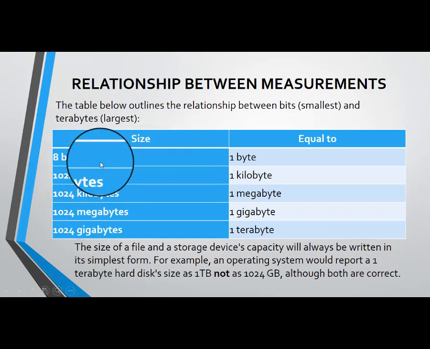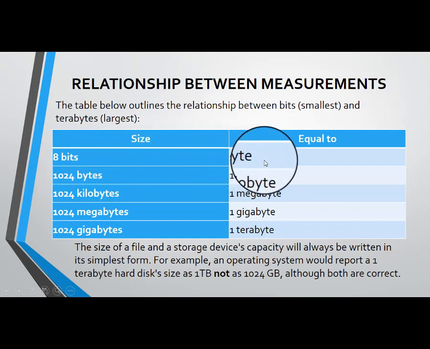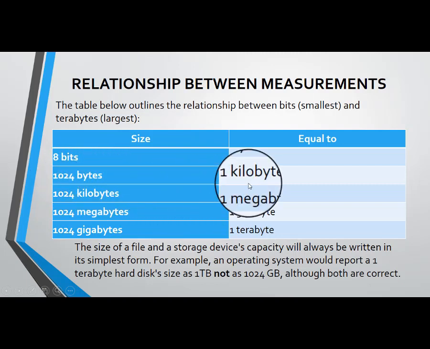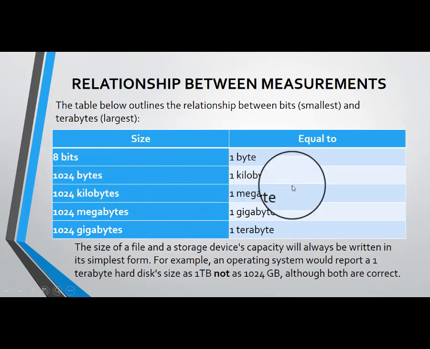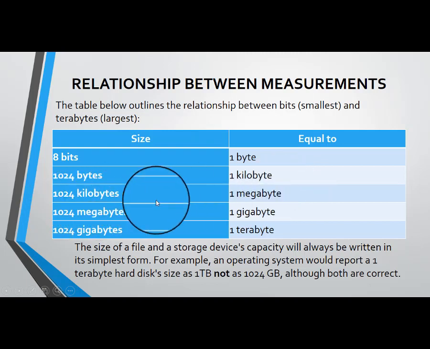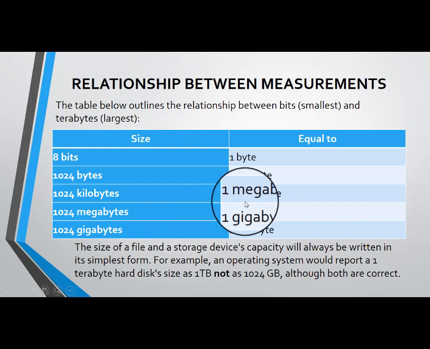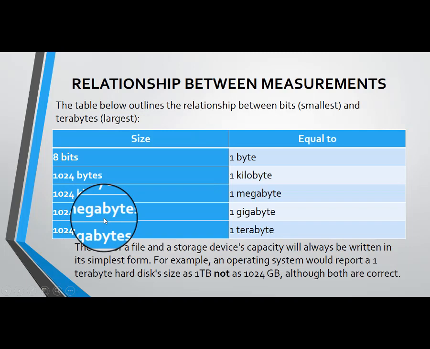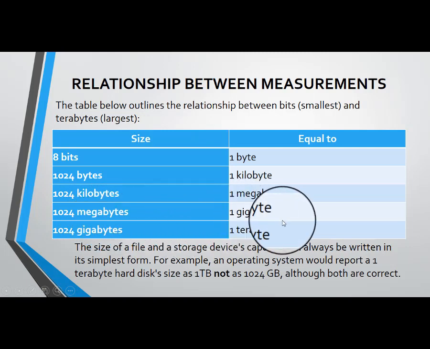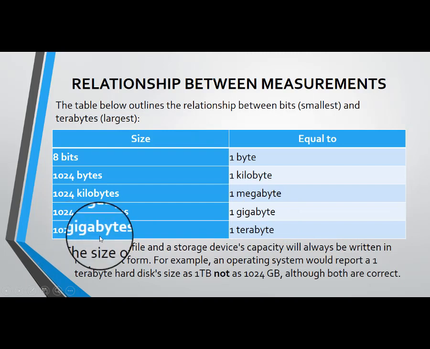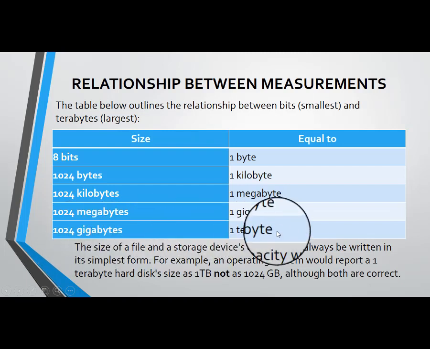8 bits is equal to 1 byte. Then 1024 bytes is equal to 1 kilobyte. 1024 kilobytes is equal to 1 megabyte. Then 1024 megabytes is equal to 1 gigabyte. 1024 gigabytes is equal to 1 terabyte.